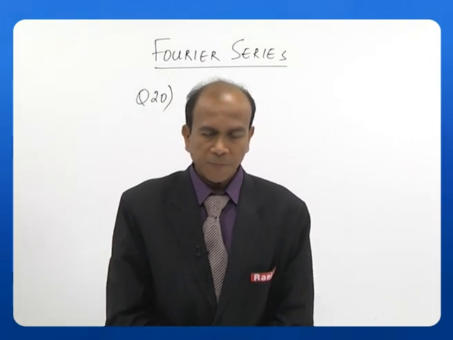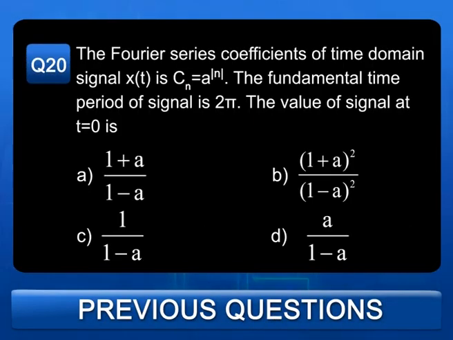The 20th question: the Fourier series coefficient of a time domain signal x of t is Cn equal to a to the power of mod n. The fundamental time period of the signal is given as 2 pi. The value of the signal at t equal to 0 is how much? That is what we have to calculate. So, what does the question say? The Fourier series coefficient Cn is equal to a to the power of mod n, and the fundamental time period is 2 pi. The choices given are A, 1 plus a by 1 minus a, B, 1 plus a whole square by 1 minus a whole square, C, 1 by 1 minus a, and D, a by 1 minus a.